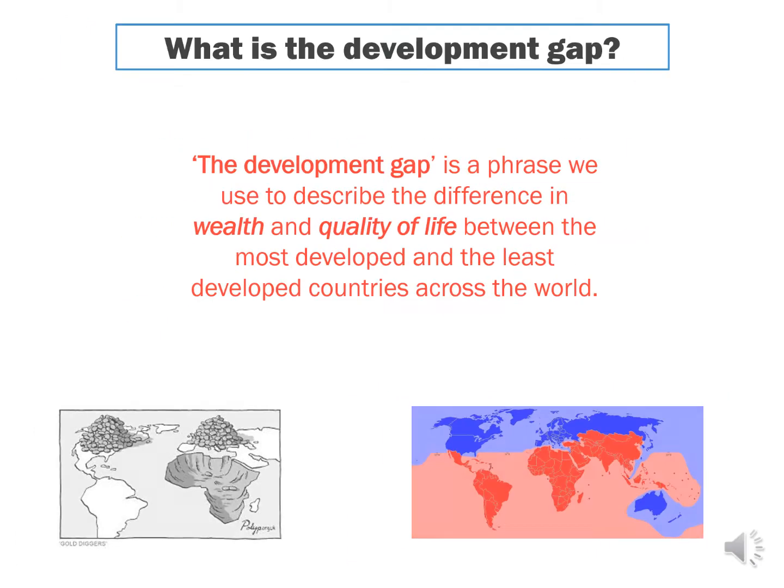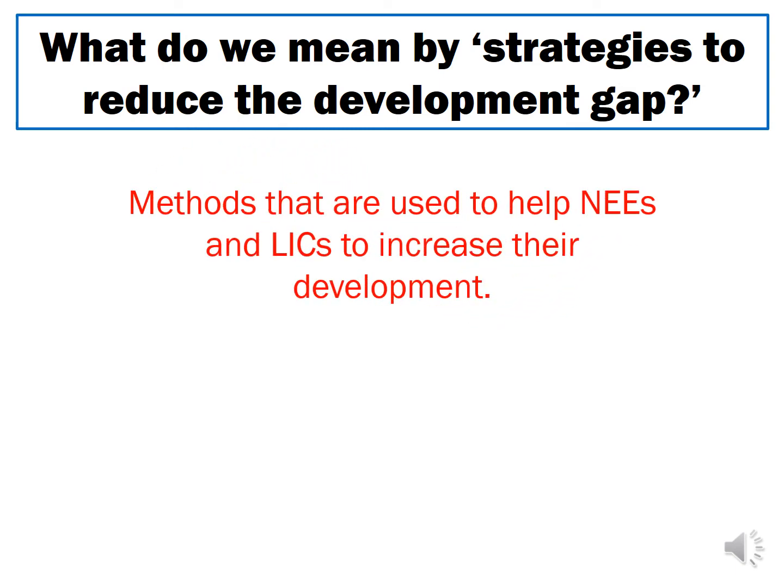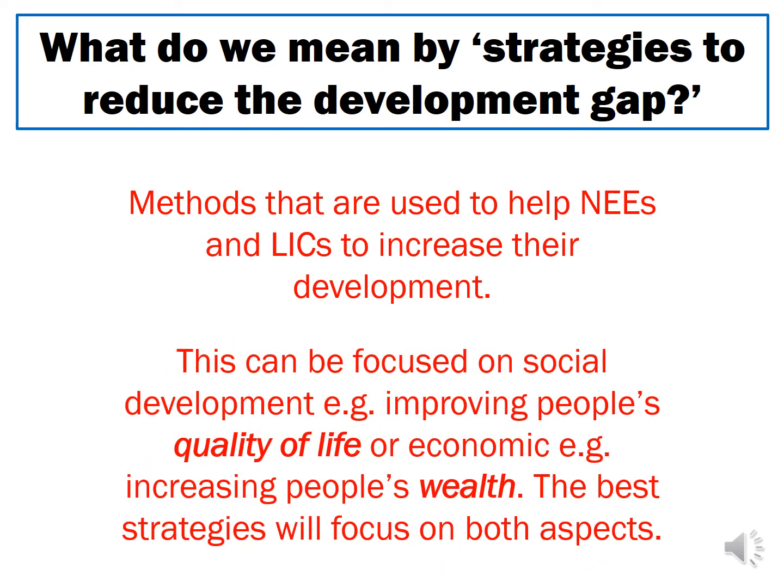Now, in terms of the strategies that we can use to reduce the development gap, this might be quite a confusing phrase, but all it means is the methods that are being used to help NEE countries and LICs to increase their development. Those strategies might focus on social development, for example, improving people's quality of life, or they might focus on economic development, focusing on increasing people's wealth. Obviously, the best strategies are going to focus on both of those aspects together.